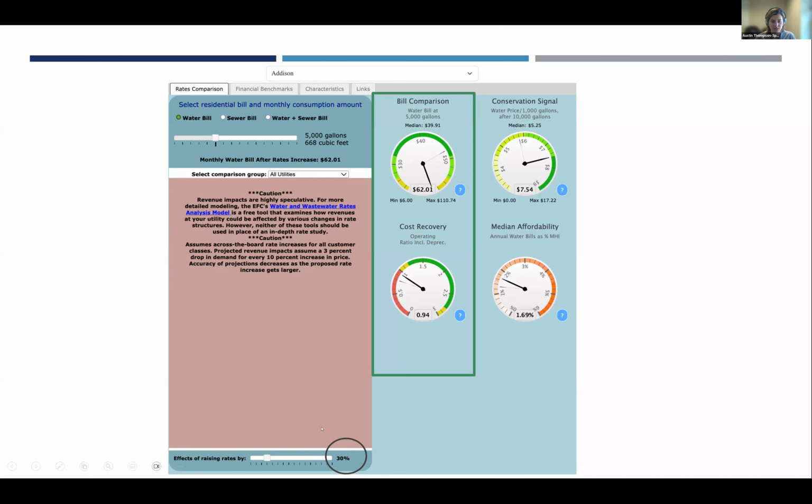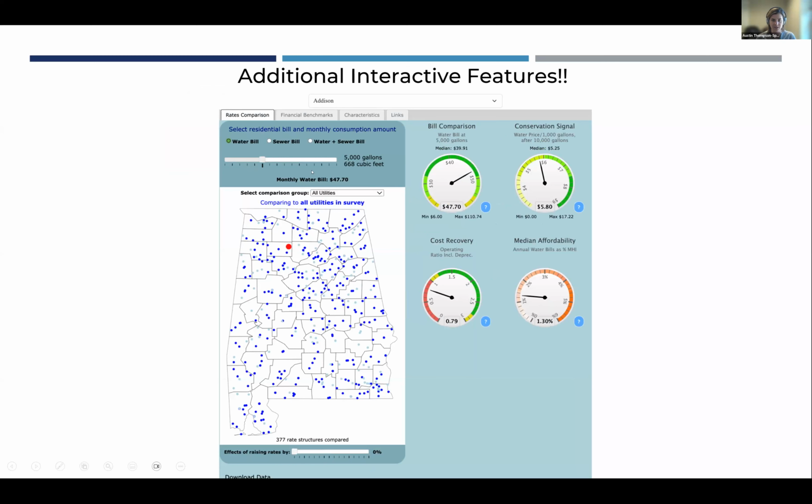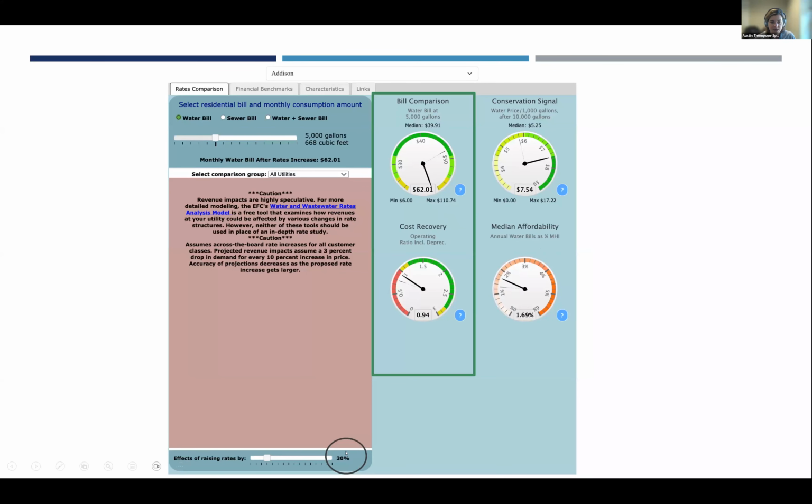And so you can see if we increase the rates by 30%, just going back to this, we're now looking at Addison just because they have a bit more information. If we go from water bill at 5,000 gallons, their initial rate was $47.70. You can see here, if we increase it 37%, their rate is now $62.01, which puts them on the higher end of bills. You can also maybe see this faint line here. It is designed to show you where they were before versus where they would be with this projected rate increase. And then their cost recovery increases. It goes from, I think, about 0.75 to 0.94. And again, hopefully you can see that here.